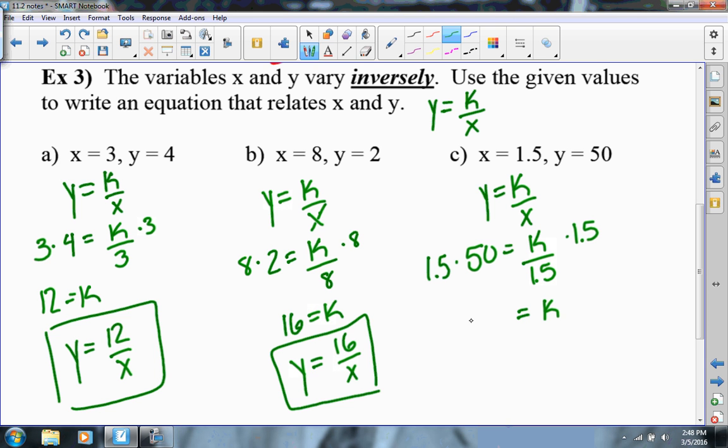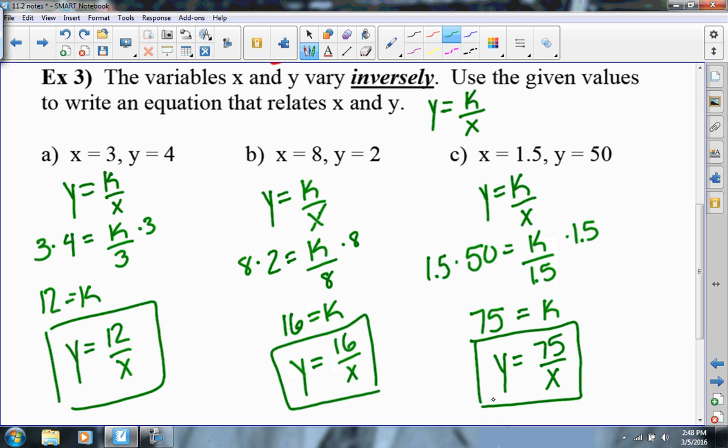Now 50 times 1.5, that's 75. That should happen when you multiply by a decimal that's bigger than 1. You get a bigger answer there. So y equals 75 divided by x. That's the equation that I'll use.